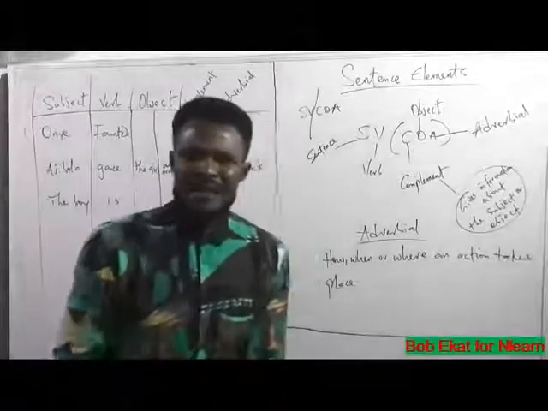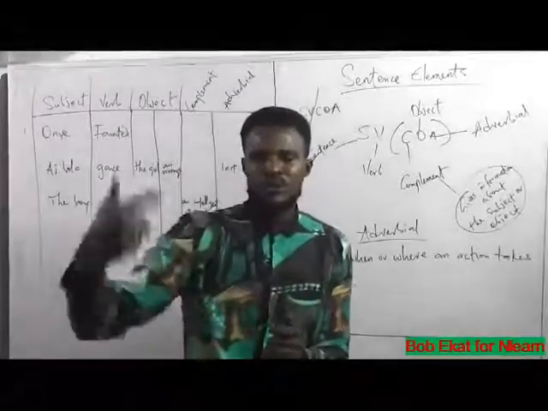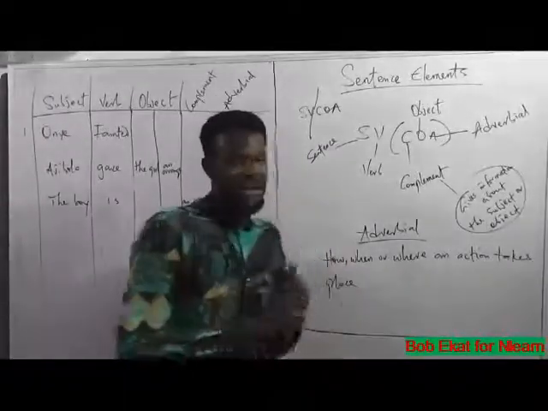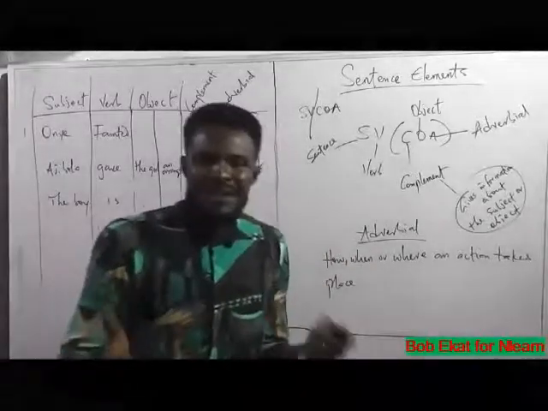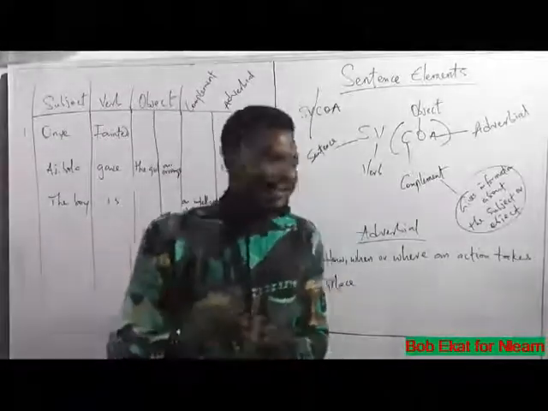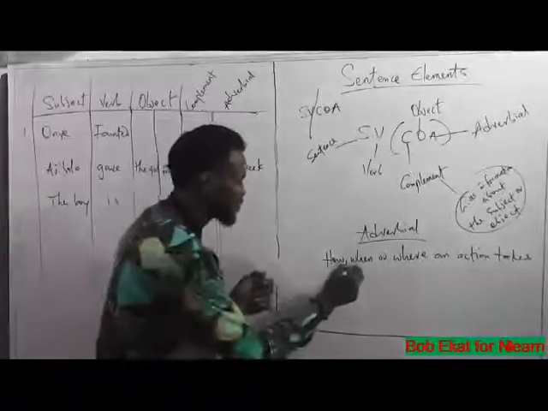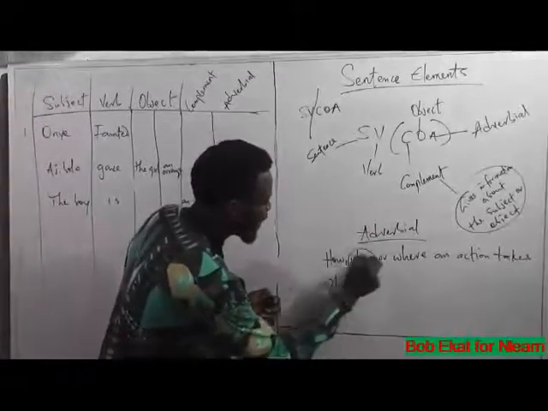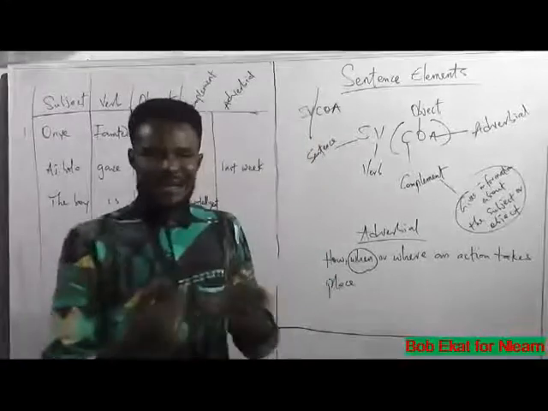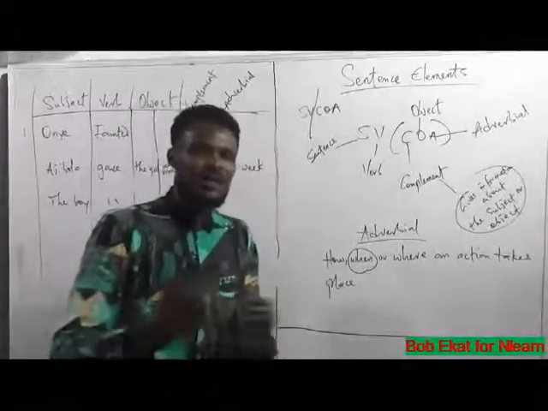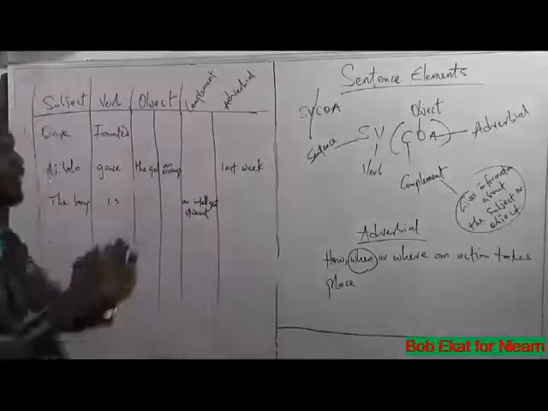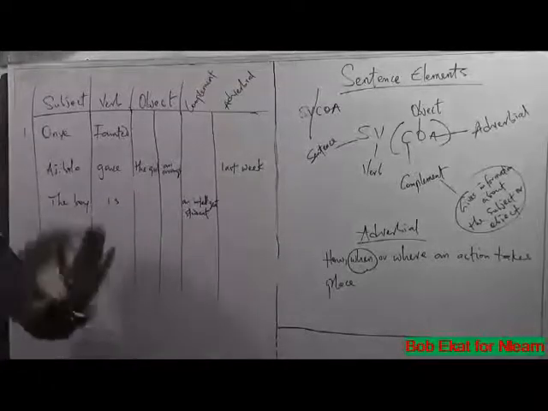So you may want to say an action takes place every day. Tony goes to school every day. Every day in that sentence is an adverbial. Onyeka comes to see me every Friday. Every Friday is an adverbial because it states when. It explains the how, the when, and the where of a sentence. With this table, the elements of sentence are explained better.